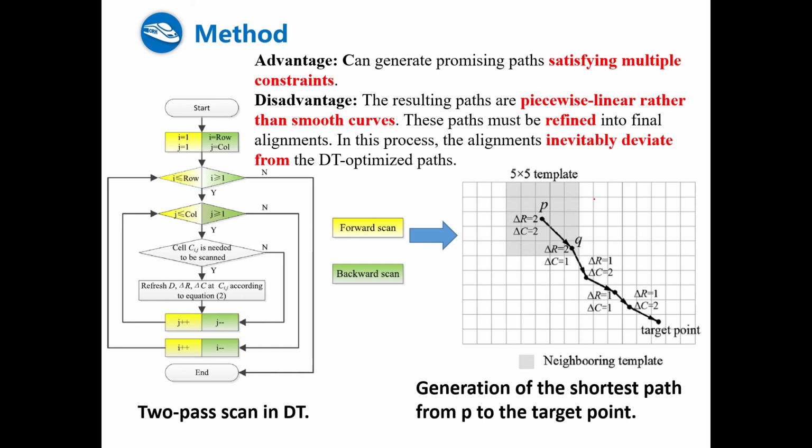As we know, the railways include tangents and curves. However, these generated paths are polylines. Thus, this path must be refined into final alignments. In this process, the alignments inevitably deviate from the optimized paths.